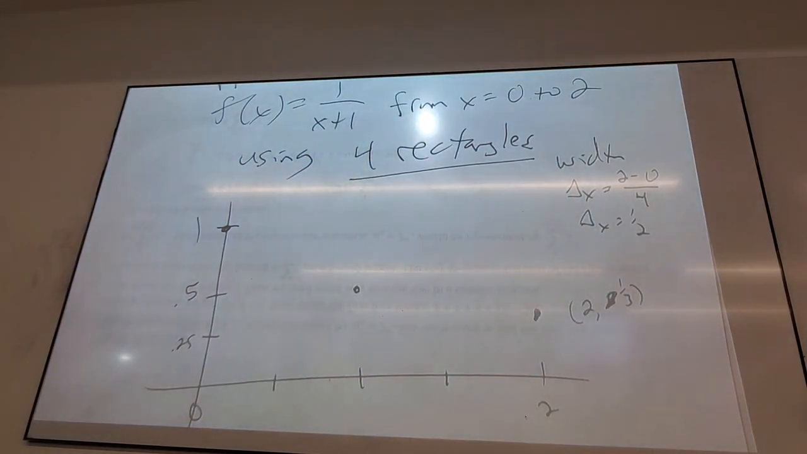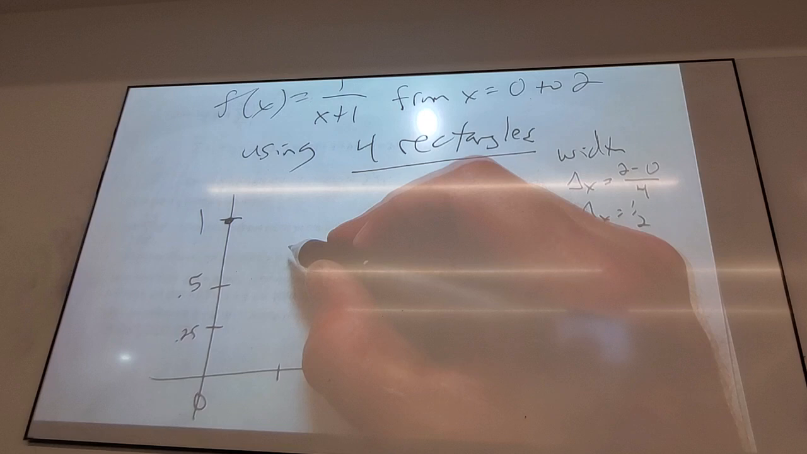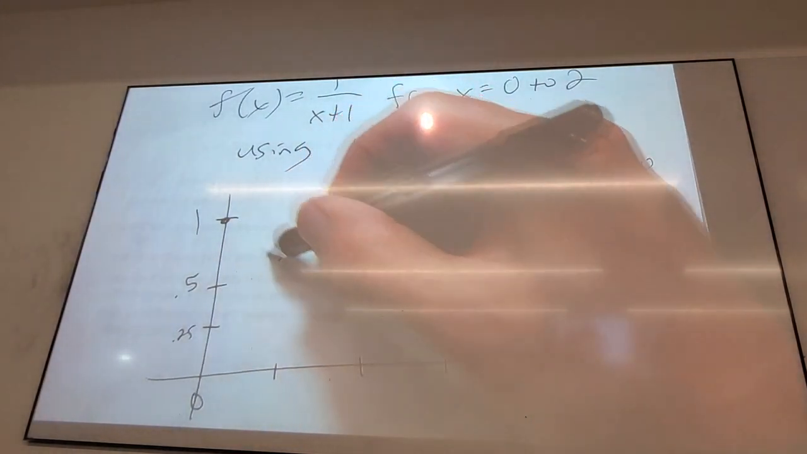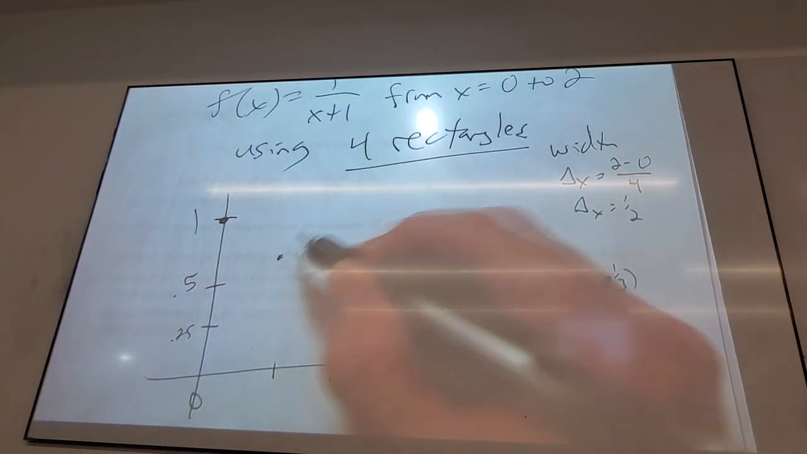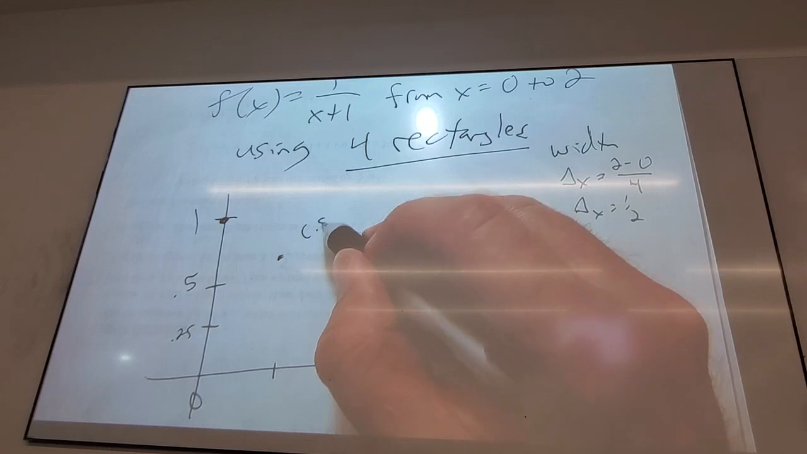1/2 plus 1 is 3/2. 1 divided by 3/2 inverts it, so 2/3, which is about 0.6... So it's about right there. Is that cool? So that's lining up nice. Look at that. So you put next to this guy 0.5.